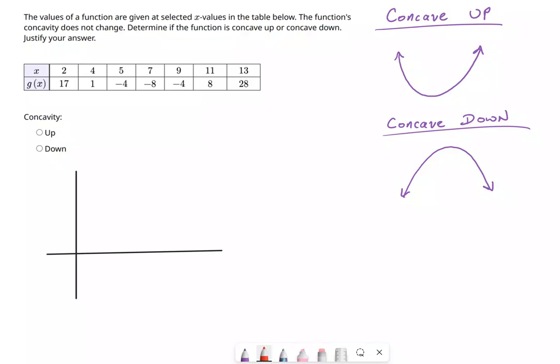You can see my first point, 2 comma 17, is right on the graph the way I put it. And then 4 comma 1 is going to be way down here. 5 comma negative 4, now we're going negative. And then we have some more negative points. I'm not drawing this perfectly accurate, but I think you'll get the idea. See, like this is 11 comma 8 over here. And then I have 13 comma 28, that's way high.